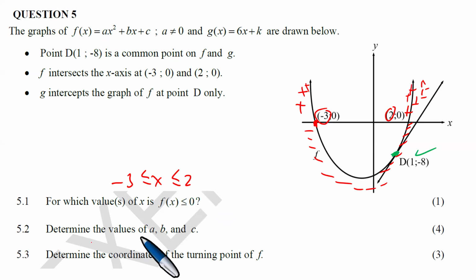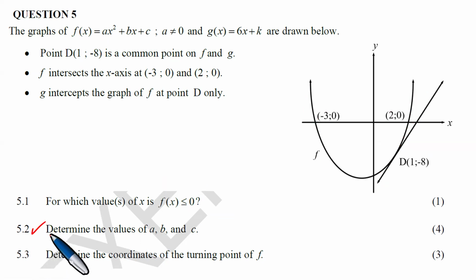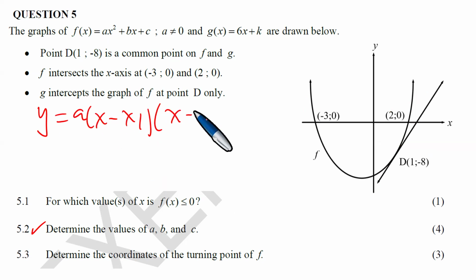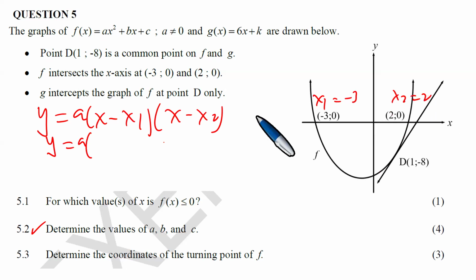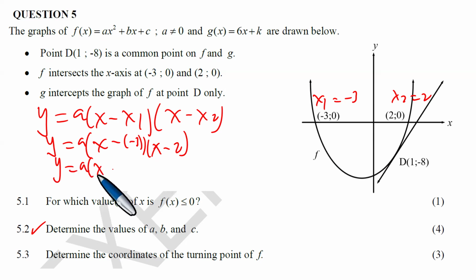Determine the values of a, b, and c. Next question. To find the values of a, b, and c, this brings us to a very important discussion. If we're given the x-intercepts, we use the formula y equals a times x minus x1 times x minus x2. Here x1 is -3 and x2 is exactly 2. So you have y equals a times x plus 3 times x minus 2.